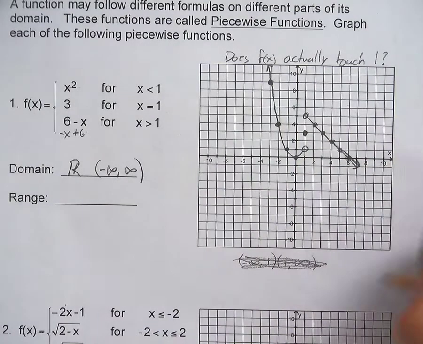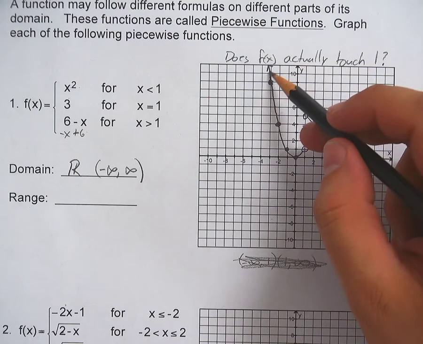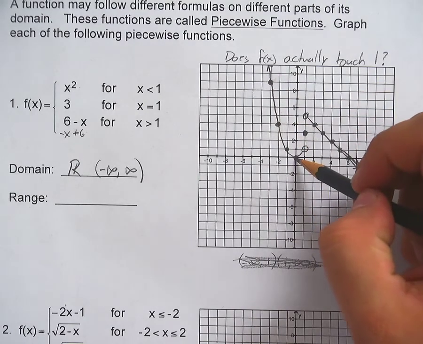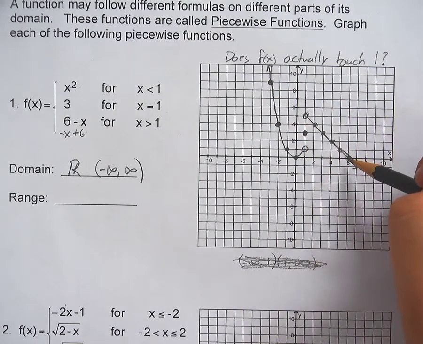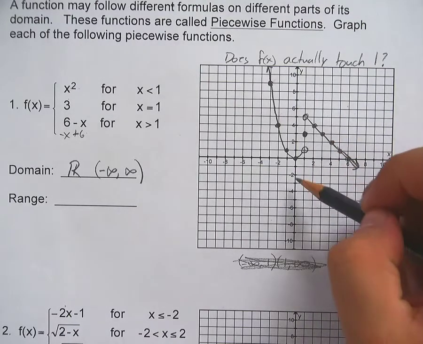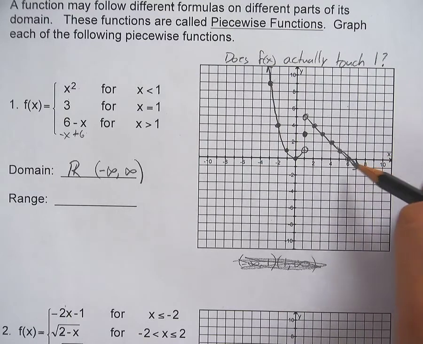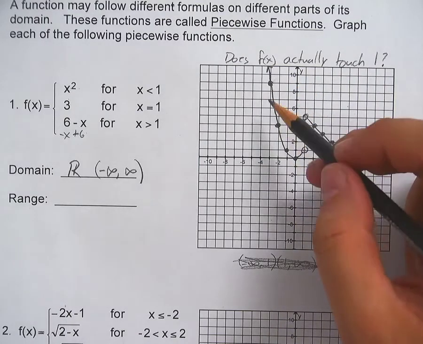All right, what about range? What's the lowest y value you'll go to? Well, a lot of people want to look at this parabola and say, oh, it's 0, but what about this line? See, this line keeps going down forever. So all my negative y values are accounted for in this line. All my positive y values are accounted for in this parabola.